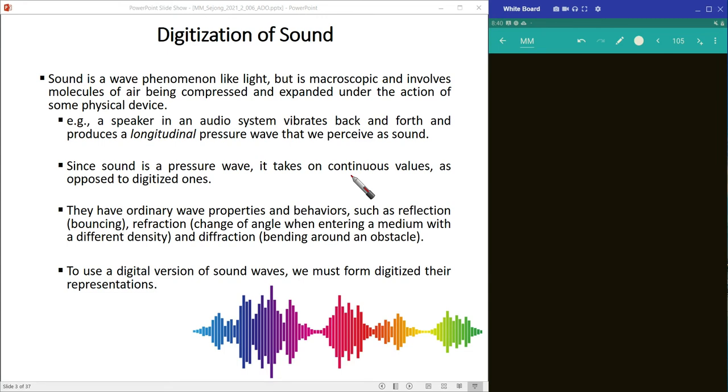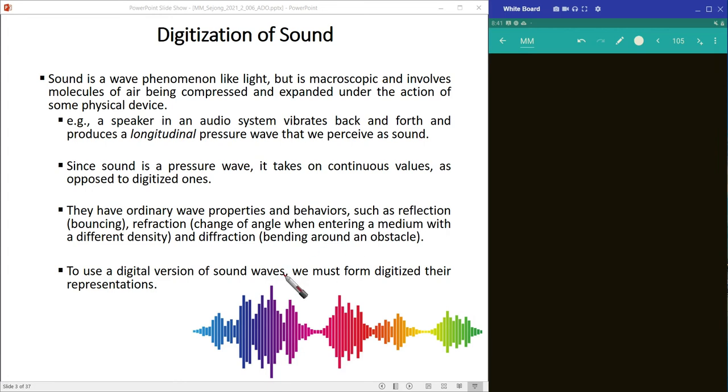Now, to process this sound, to store this sound, and to take various other advantages, we need to convert this sound to a digital form. And digital form is very similar to what we described earlier; if you remember, go back to our earlier lectures and you will know that. The sound wave also has reflection, that is bouncing, refraction, for example an angle change when entering certain media, and it has some diffraction, that kind of thing.